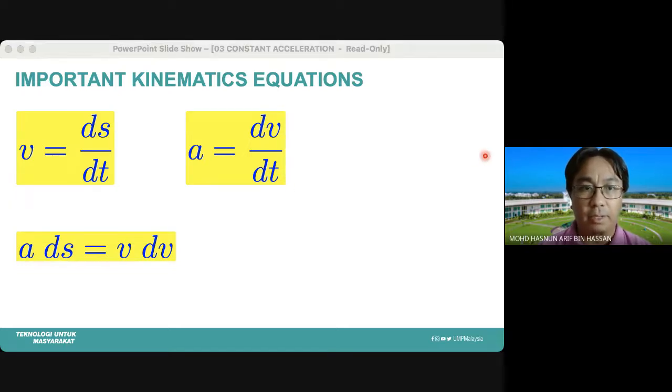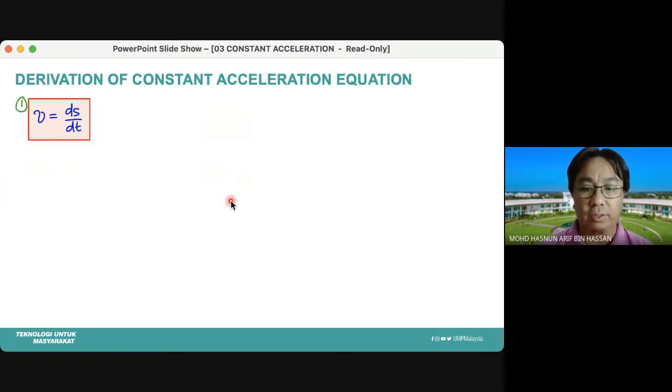And then we can also rewrite these two equations, v equals ds over dt and a equals dv over dt, and we can get the third form of the basic kinematics equation, a ds equals v dv. All of these equations are very important in order to derive the constant acceleration equations.